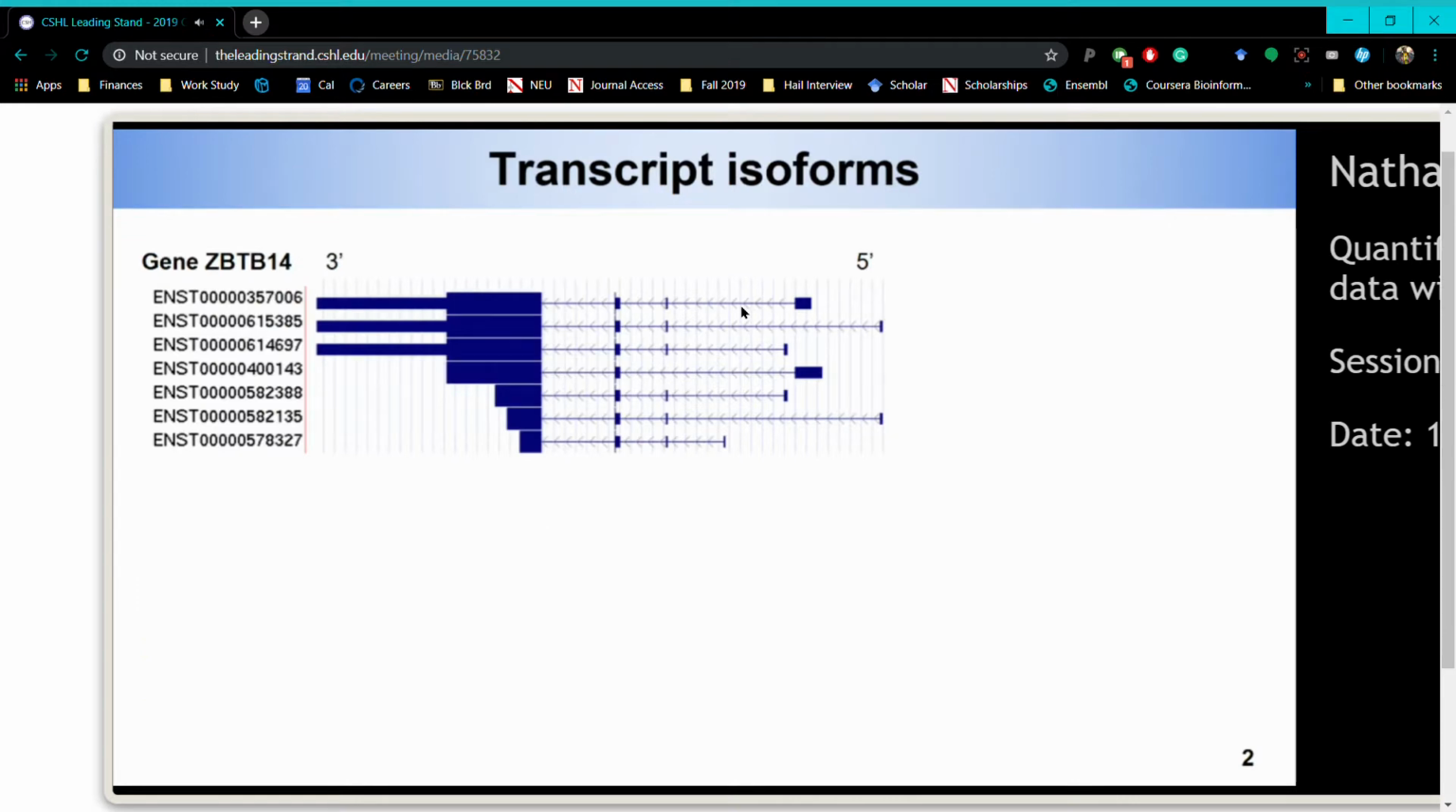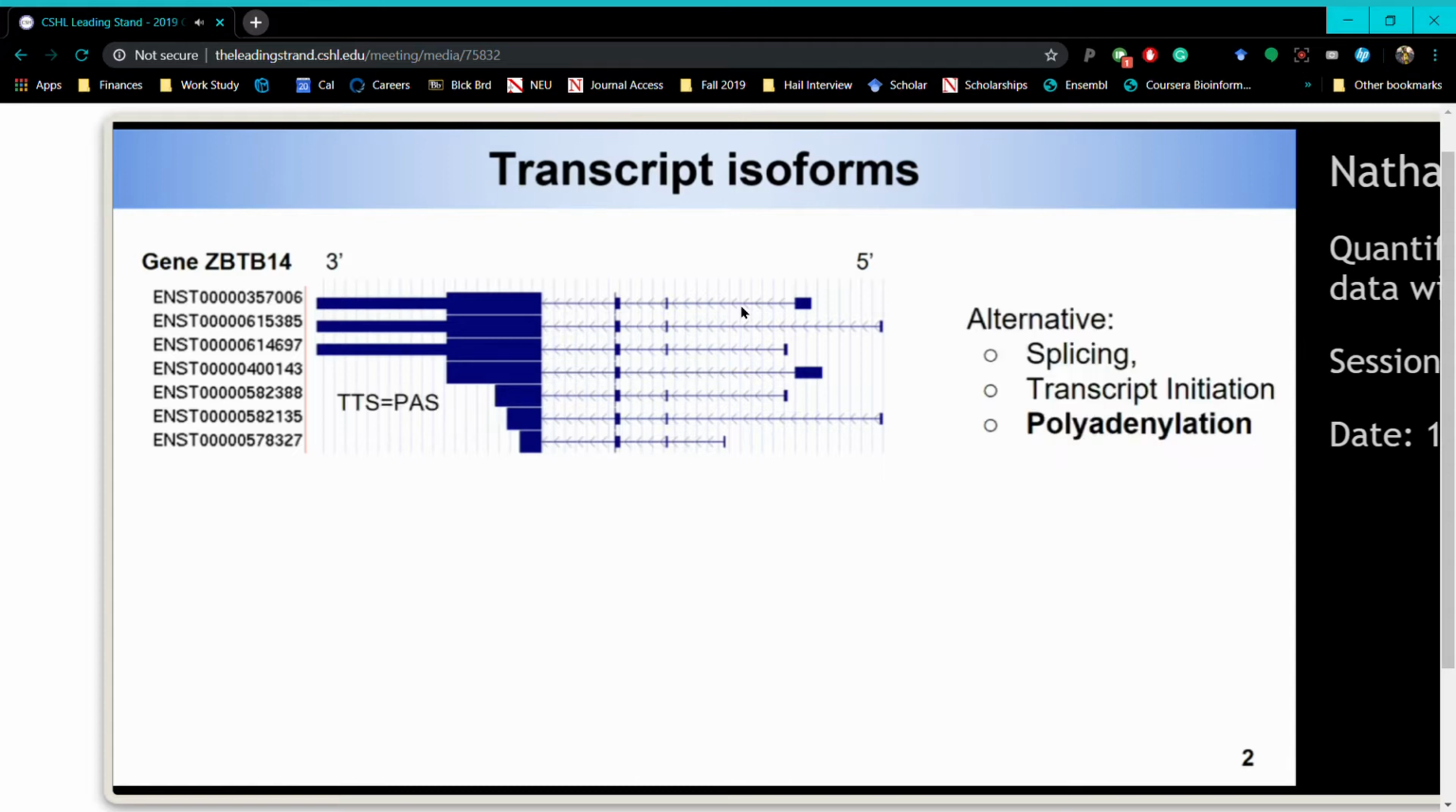Just to be clear, a transcript isoform can generally be defined as a structurally distinct RNA molecule produced from the same gene as a result of different pre- or post-transcriptional regulation mechanisms. A couple of those mechanisms are alternative splicing, alternative transcript initiation, and alternative polyadenylation. Alternative polyadenylation is characterized by the addition of a poly A tail at the 3' end of the transcript. As you can see, these 3 transcripts at the beginning have the same polyadenylation site, and these other transcripts have distinct polyadenylation sites, which obviously gives them distinct structure and function as a result.